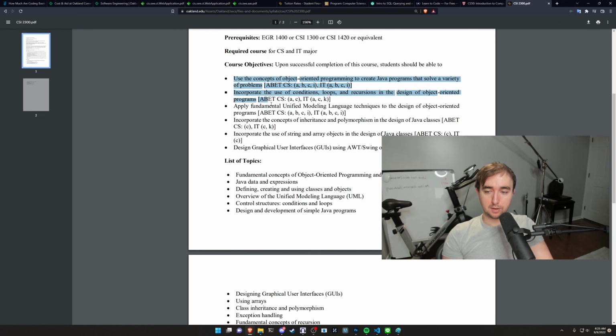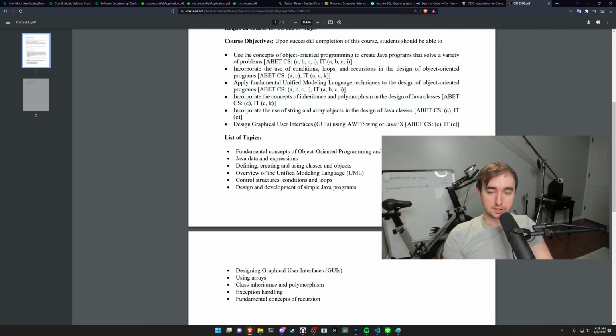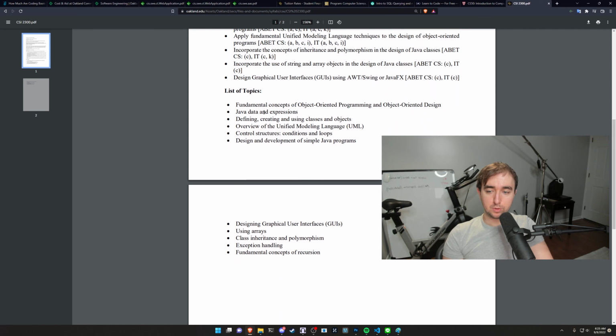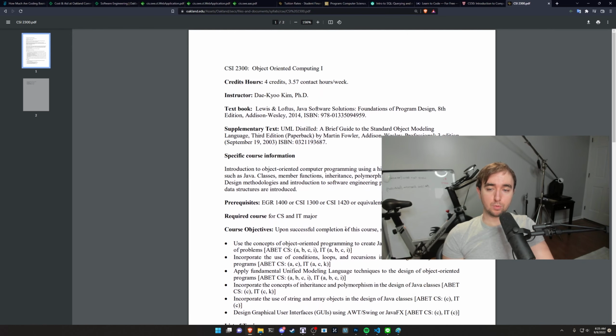So here we have the 8-bit categories that it satisfies. But if you look through the list, sometimes like right here, it covers UML, which is the unified modeling language. So then you go to YouTube and you search for UML tutorials. You search for whatever using arrays means, or whatever exception handling is, or recursion, and you go from there.